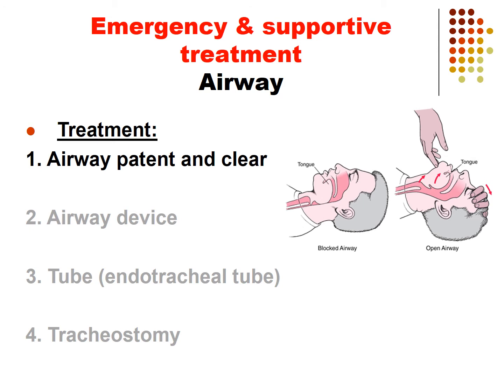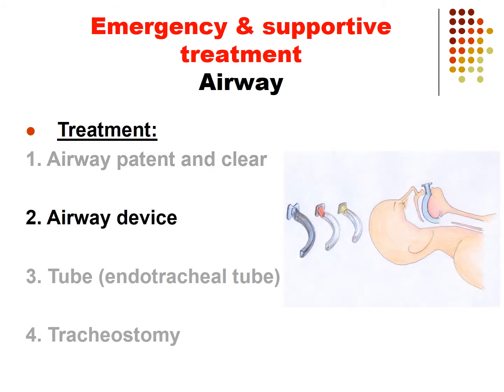To deal with airway problems, you have first to keep the airway patent and clear. This is one maneuver. It's called head tilt, chin lift, aiming at maintaining the airway straight, patent, and clear. You may also use airway devices like oropharyngeal airway. This device is called oropharyngeal. There is another one which is inserted through the nose. It's called nasopharyngeal airway.